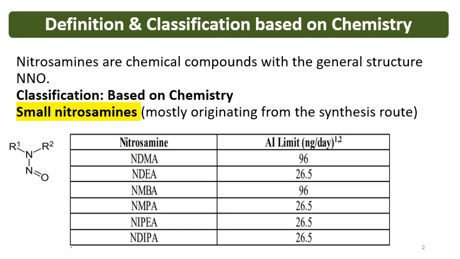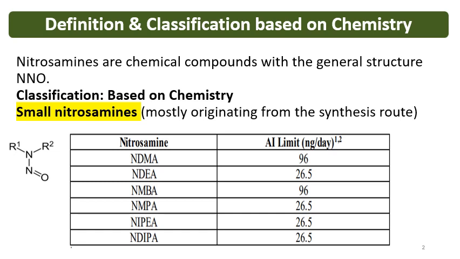Mostly these nitrosamines originate from the synthesis route, and these small nitrosamines are different types of impurities, and regulatory authorities like USFDA and EMA have given their intake limits. These are known as AI limit, that is acceptable intake limit, given in nanogram per day. Small nitrosamine impurities are like NDMA, NDEA, NMBA, NMPA, NIPA and NDIPA. Others might be there, but these are the classic examples of small nitrosamines.